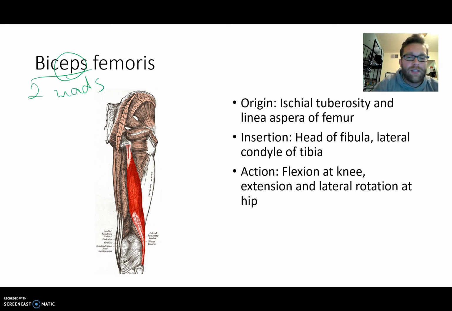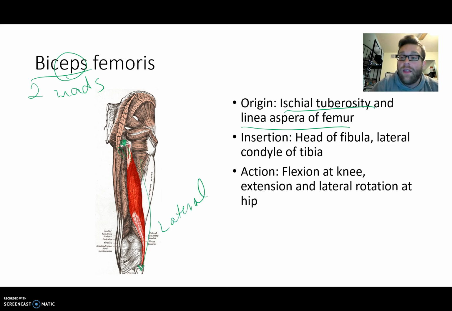For the biceps femoris, we don't need to know both heads of this, but you guys are going to need to know, again, origin and insertion, and for each of these parts, you only need to know this one. So ischial tuberosity, linea aspera of the femur. It's going to start up here on this butt part right here. Remember, ischial tuberosity is the bony part that you're sitting on. And it's going to insert on the head of the fibula. So it's going to go all the way down to the fibula. Remember, fibula is on the lateral side.